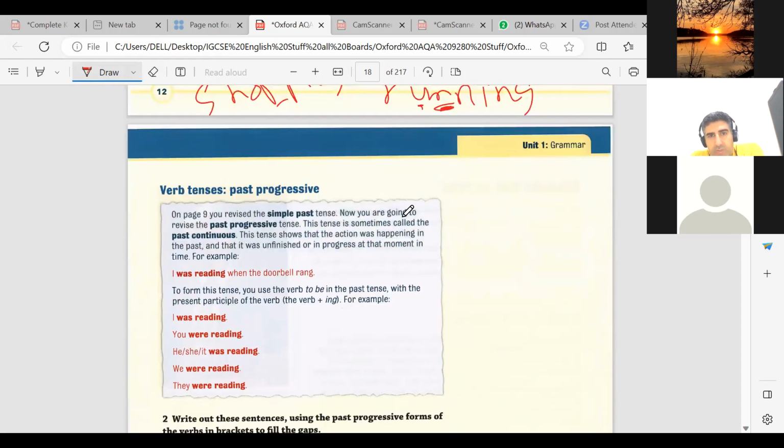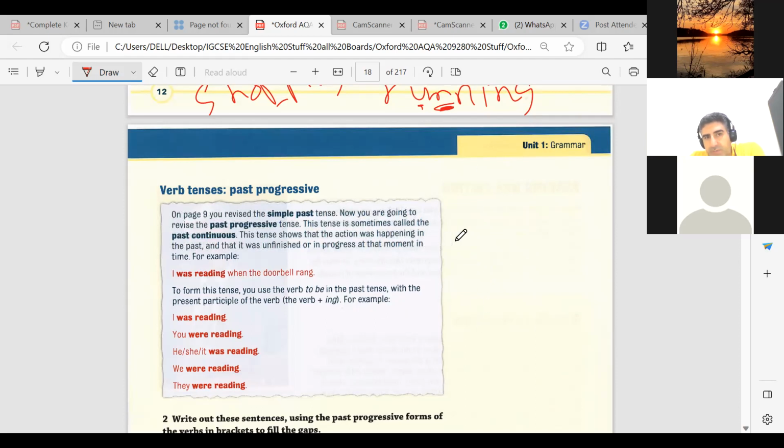Okay, and you use past progressive to express what? Something you were doing at a certain time in the past. For example, I was sleeping at 1 o'clock last night. Or you were doing something while someone was doing another activity. For example, while I was sleeping, my brother was watching TV. While I was reading a book, my mom was preparing the lunch.